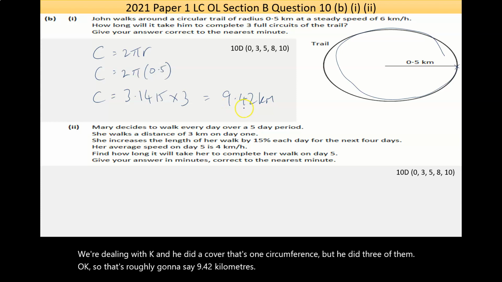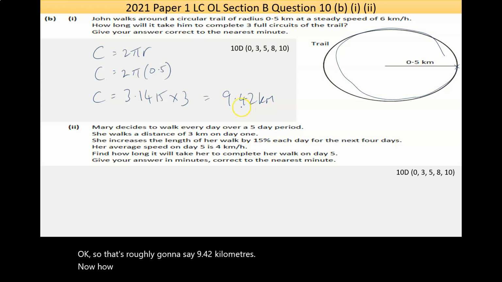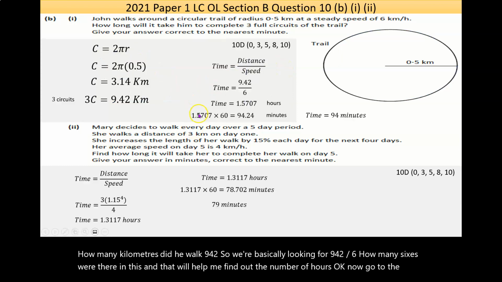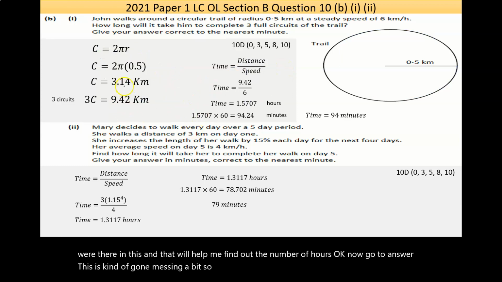Now, how many kilometers did he walk? 9.42. So we're basically looking for 9.42 divided by 6. How many 6s were there in this? And that will help me find out the number of hours. Now I'm going to go to the answer here. I'm kind of messing a bit. So that's our 3.14 kilometers.